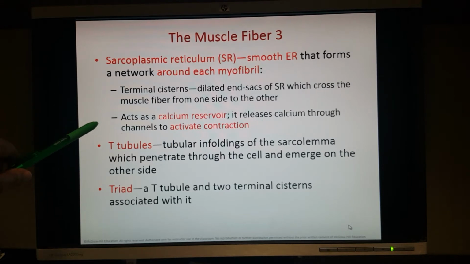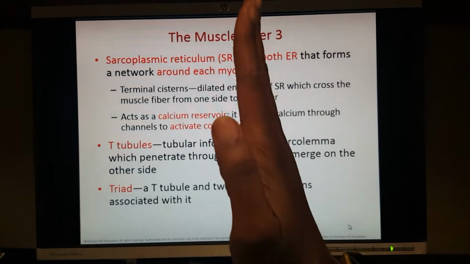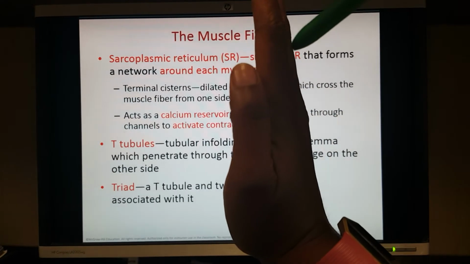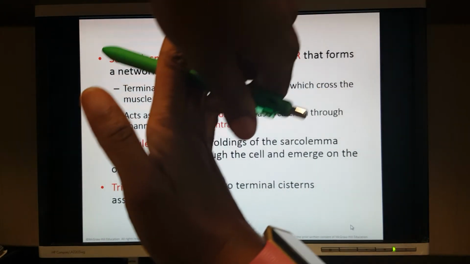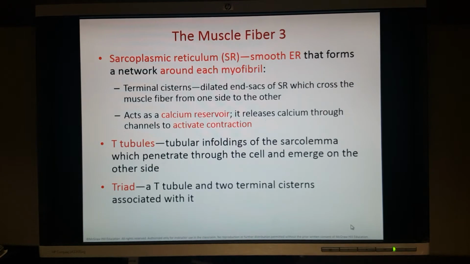Associated with your sarcoplasmic reticulum are your T-tubules. These are tubular-shaped infoldings. Like you have your plasma membrane, and then there's an infolding of your plasma membrane to make a tube across your cell. These T-tubules are where your action potentials are going to travel.